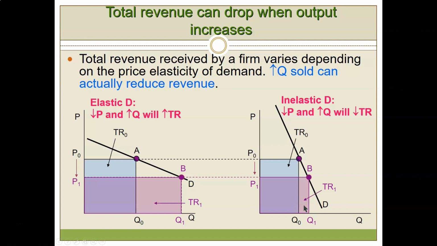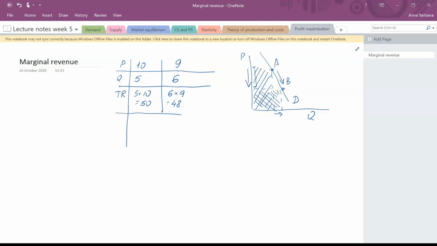And this slide also illustrates how marginal revenue can in fact be negative. This is because increasing output leads to lower total revenue, which means that the additional revenue which we generate from selling these extra units is actually negative. How can we calculate marginal revenue? Marginal revenue shows the difference between total revenue figures. It shows the change in total revenue divided by change in quantity.